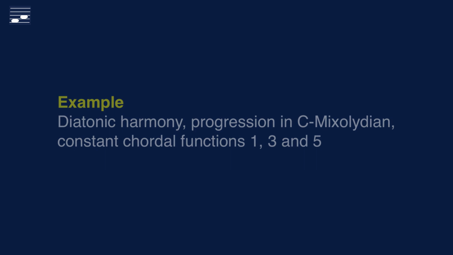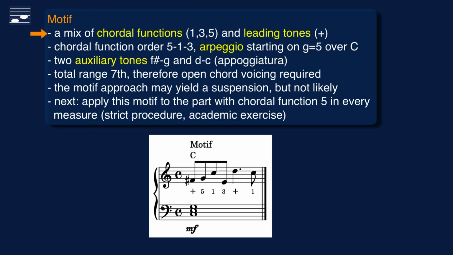Here's the first motif, a mix of chordal functions and leading tones. We start with an auxiliary tone, an ascending directional unit. Over the C major triad, we then have the 3 chordal functions 5, 1, 3 as an arpeggio, and the motif closes with the 9-to-1 appoggiatura.